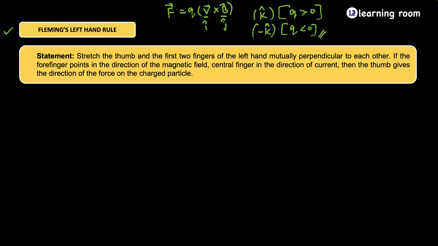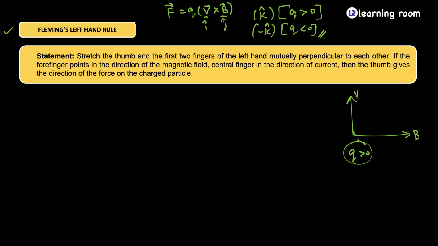But do we have a rule that can help us find the directions easily? Suppose the magnetic field is like this, the velocity is like this, and the charged particle projected is positive. Then we have a rule called Fleming's left hand rule. It is not called Fleming's left-hand thumb rule; there is no thumb in it. You are going to use three fingers of the left hand: the thumb, forefinger and the central finger.